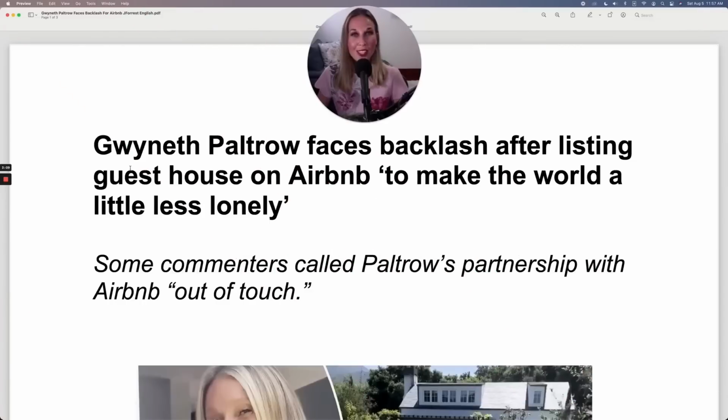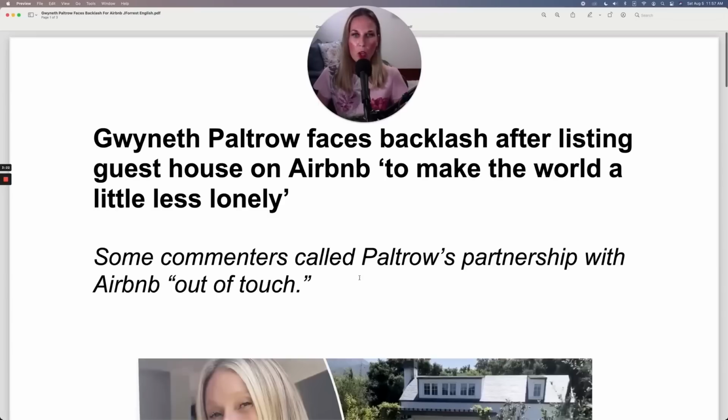Now we're going to move on to the next article. Feel free to take a pause, get a cup of tea if you like, and let's continue on. First, I'll read the headline. Gwyneth Paltrow faces backlash after listing guest house on Airbnb to make the world a little less lonely.